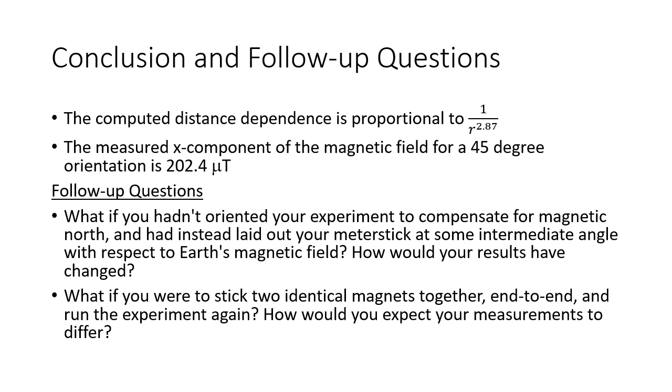The second question asks how the measurements would differ if two magnets were connected end-to-end and the experiment were repeated. In this case, the magnetic dipole would have a larger magnitude, and the distance required to measure 1,000 microteslas would be considerably smaller. However, the distance dependence would remain the same, assuming that all other aspects of the experiment were held constant.